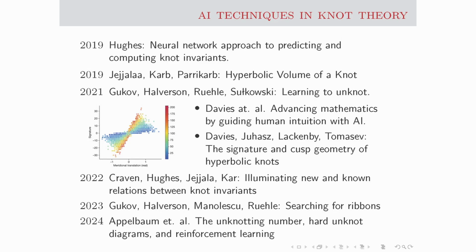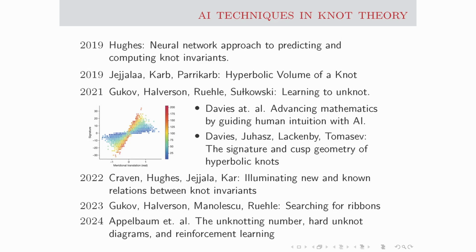They've used saliency maps to determine how relevant the values of one invariant are to another. The premise is that if certain values of one invariant are important for the values of another invariant, then somehow there should be a theoretical relation. Again, this paper is a collaboration of Juhasz, Lackenby, Tomashev, and people from DeepMind. One of the relations that was discovered, they were actually able to prove and get a theorem out of it.